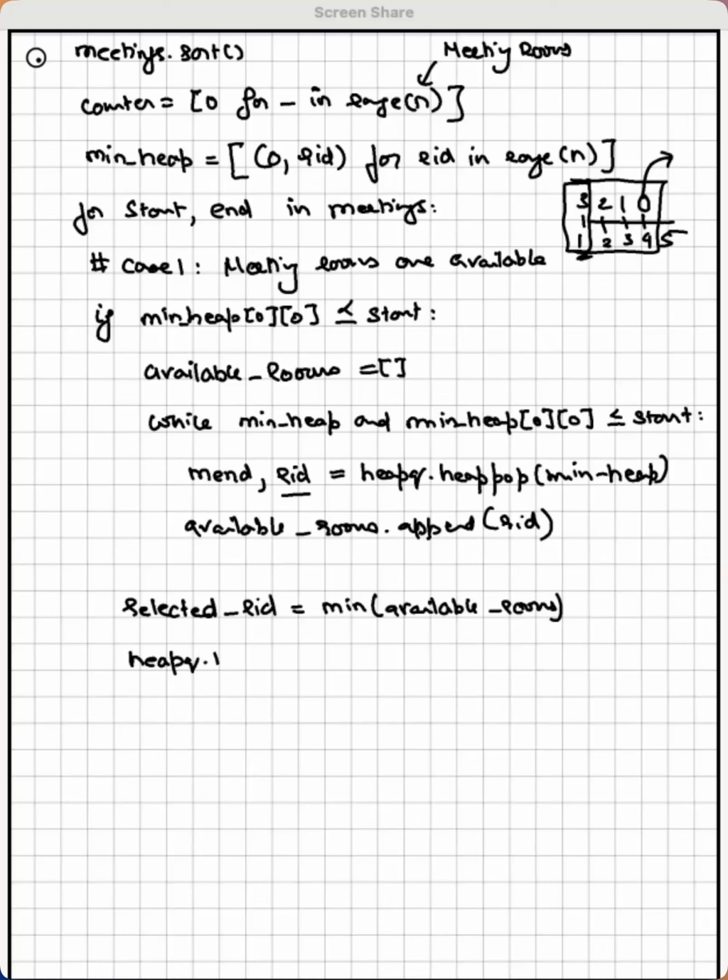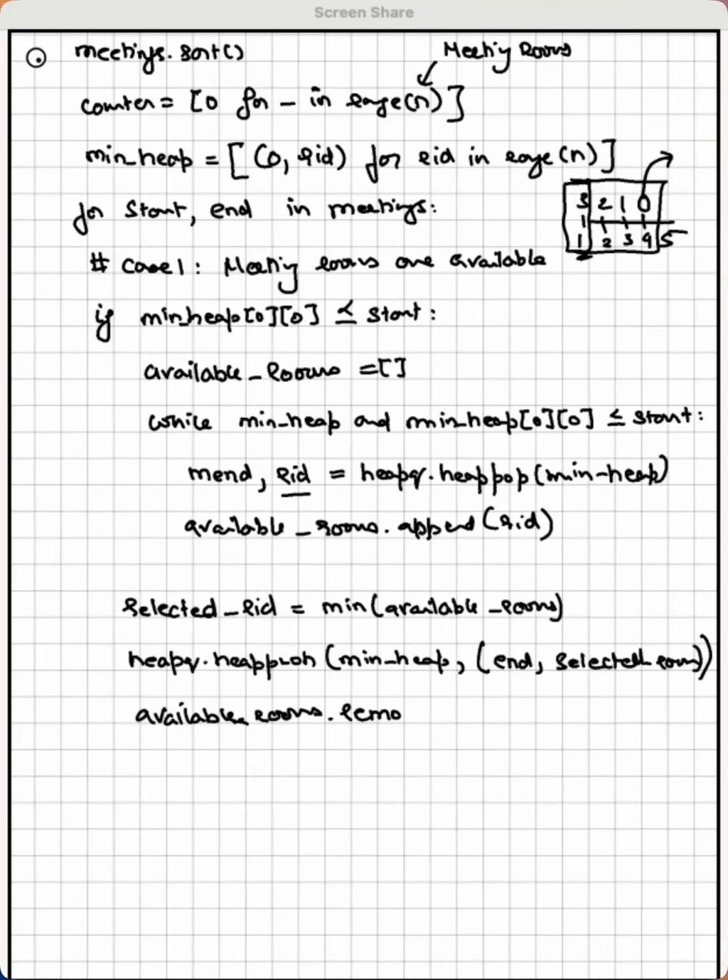Okay, now what we want to do is push this back. So heapq.heappush of min heap of end value. So what is the end that I have? The end is this one. So end, comma, what is the room ID that I selected? Which is selected room. Alright, so now let's remove it from the available rooms: available rooms.remove(selected room ID).